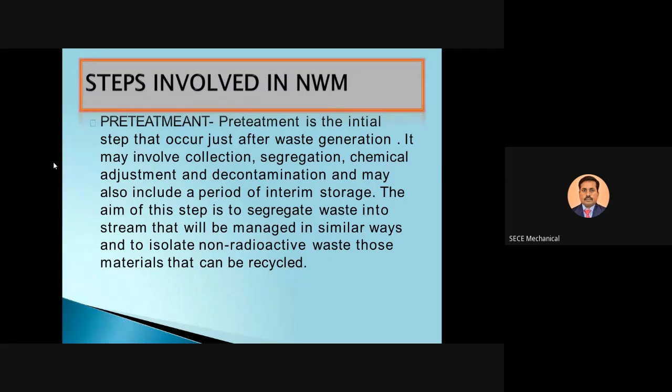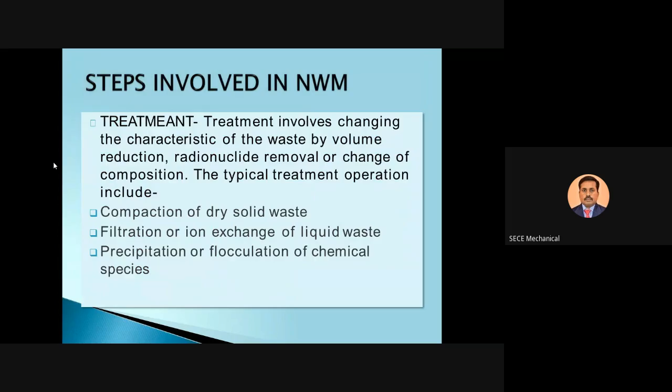The main aim of this step is to segregate the waste. So that is the first thing. What is meant by pre-treatment is generally we have to collect all the waste from the plant and we have to segregate it. So that is called pre-treatment.